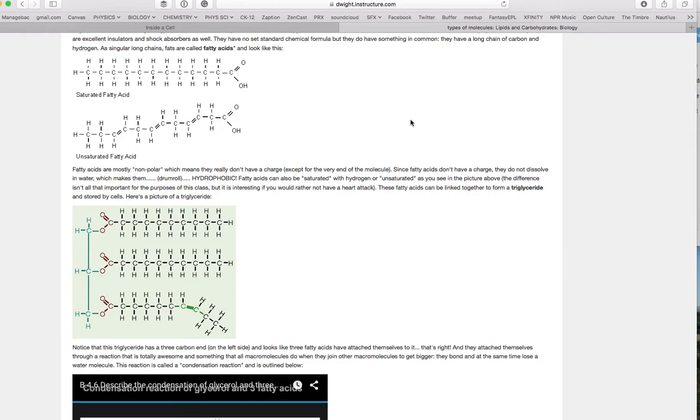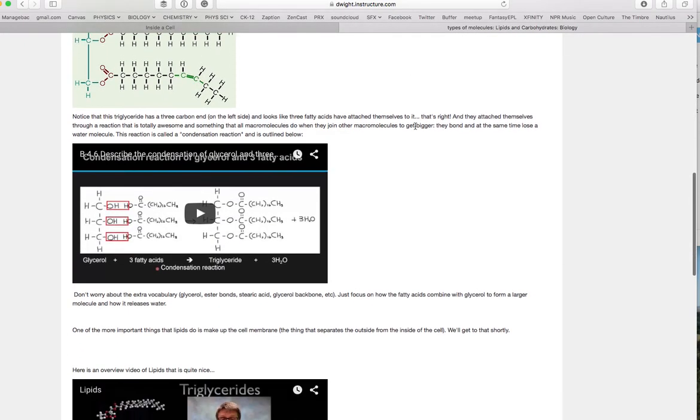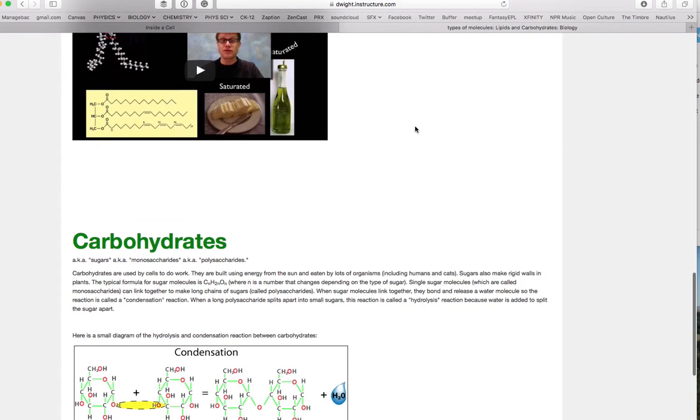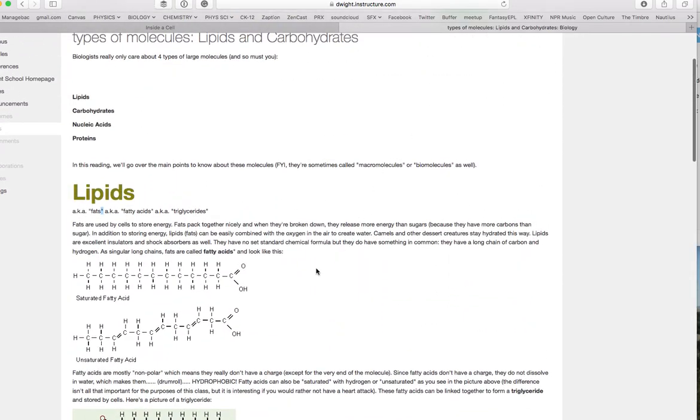What are some of the functions of lipids? Do we have functions listed here? Some functions? I can't remember if I have something down here. Oh, here we go. They pack together nicely. They release more energy than sugars because they've got more carbons.